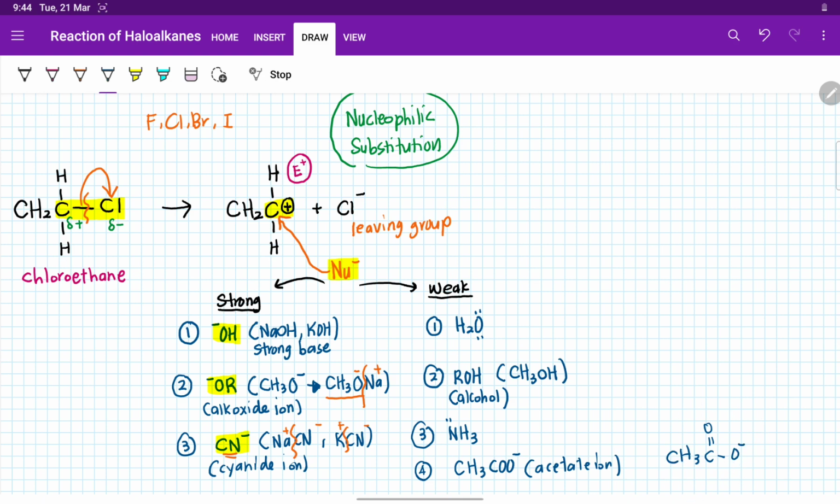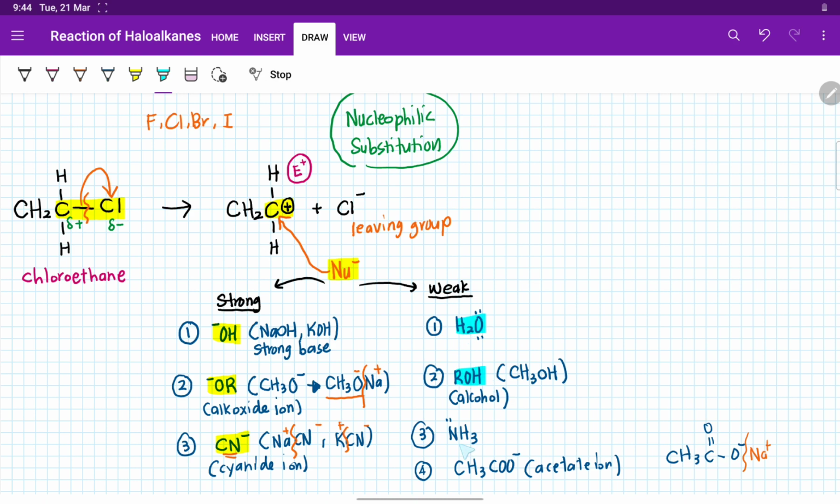Dan selalunya kita punya acetate ion dia akan datang dalam bentuk salt. So dia akan jadi CH3COO- Na+ dekat sini. So dia akan break dekat sini lah. So this is the real nucleophile. So these are our nucleophile.